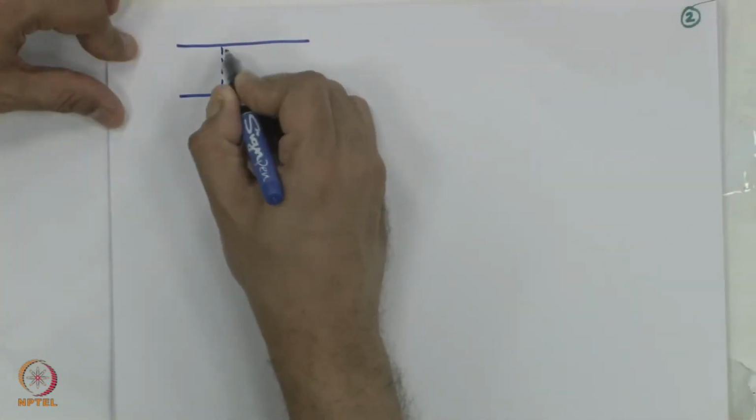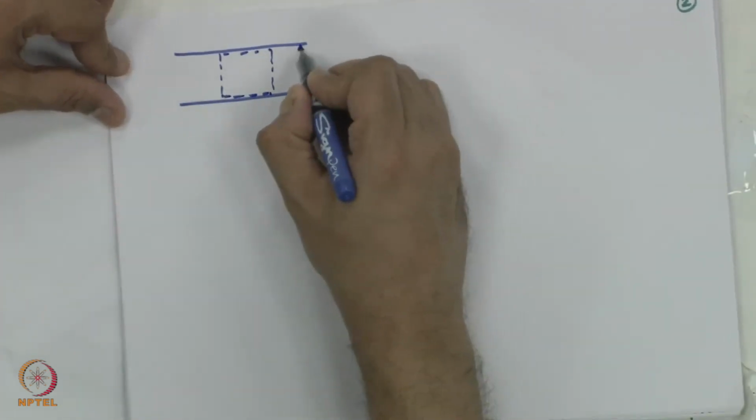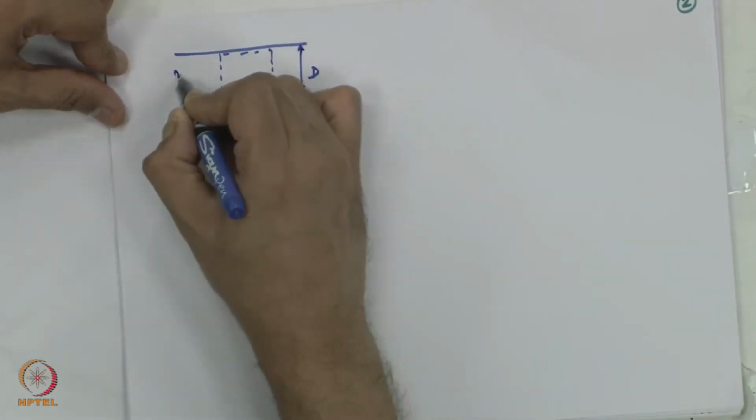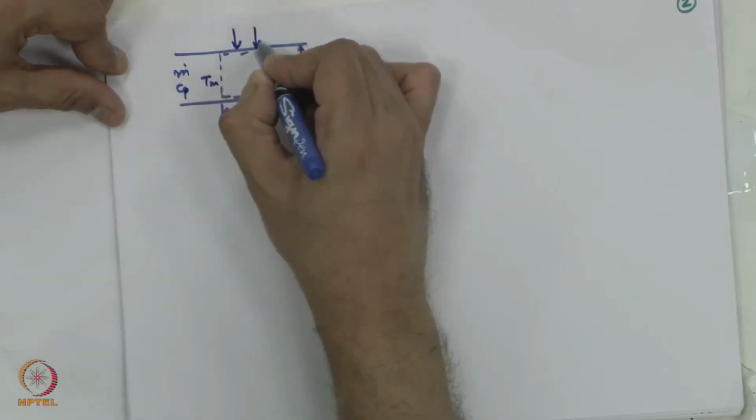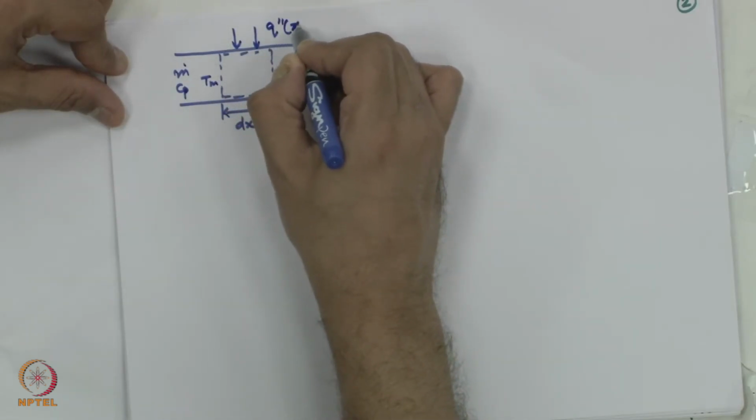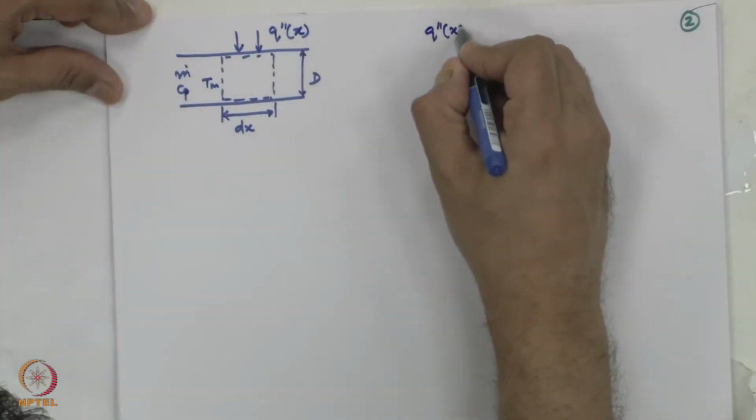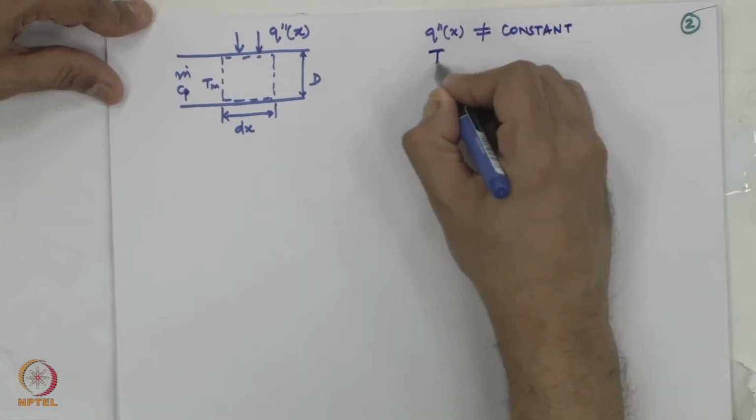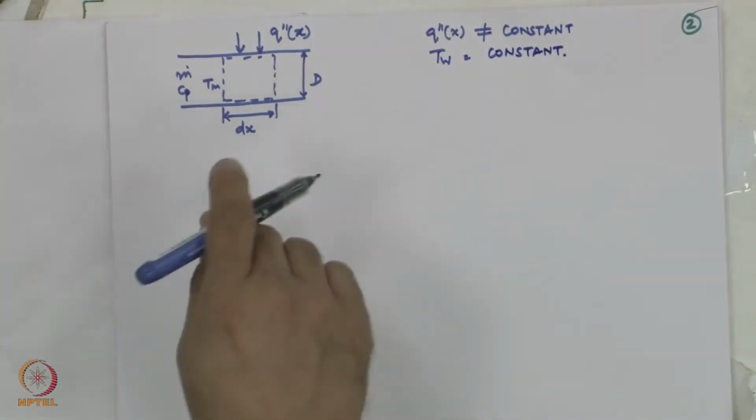we can write for a control volume given as shown here. This is a pipe of diameter d. This control volume is of thickness dx, with m dot Cp T bulk mean, and this is your local heat flux q double prime of x. Remember, q double prime of x is not equal to constant. Why? Because T wall is equal to constant and we cannot keep both heat flux and wall temperature as constant in a given problem.